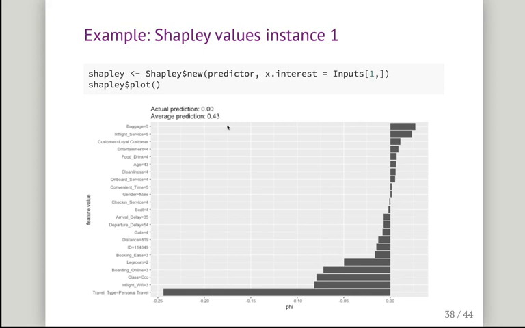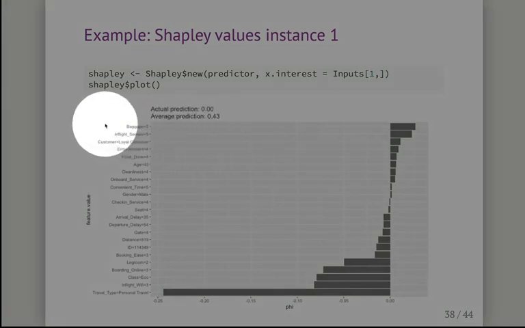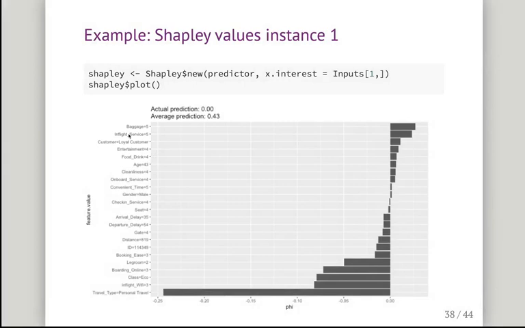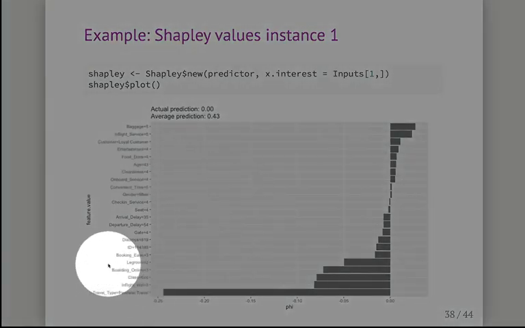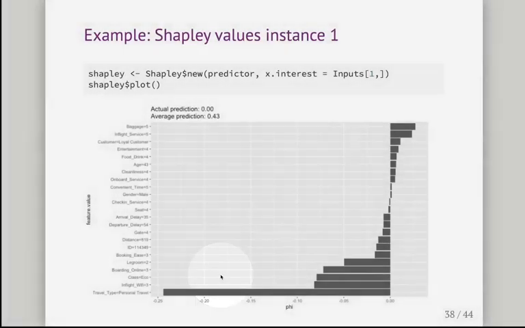The things that are most important, we think, to this first observation: they were pretty happy with their baggage. They were happy with their in-flight services. They were a loyal customer. The entertainment and food and drink, they were somewhat happy with. These were all pretty important to them. These were important features for this customer compared to the average. Things that were not as important or had a negative Shapley value: economy class wasn't as important. Boarding online, medium experience wasn't as important, or rather contributed in a negative way for this customer.